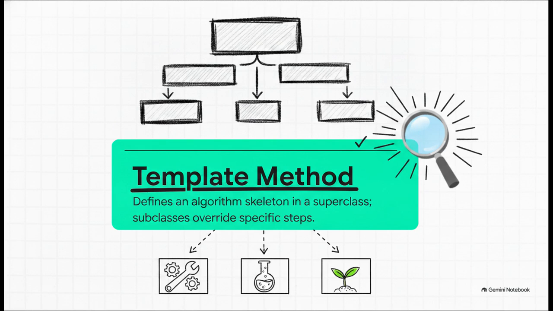Think of the superclass as a super strict manager. It tightly controls the sequence, the overall workflow, and those common operations. The subclasses, on the other hand, are your specialists. They only control the variable steps, stepping in to provide specific domain-level implementations.